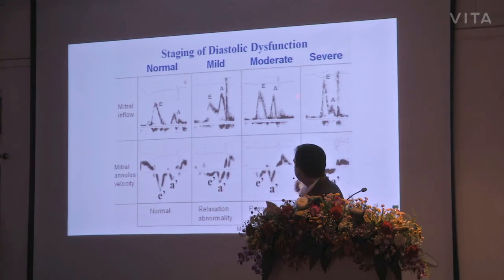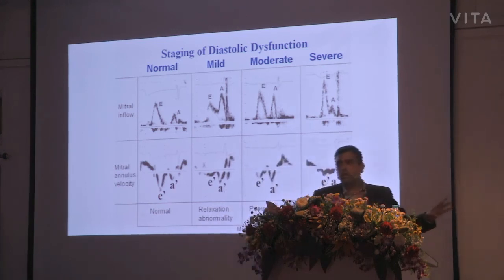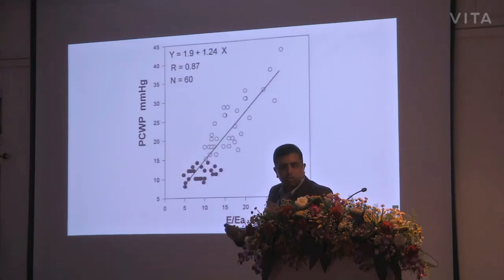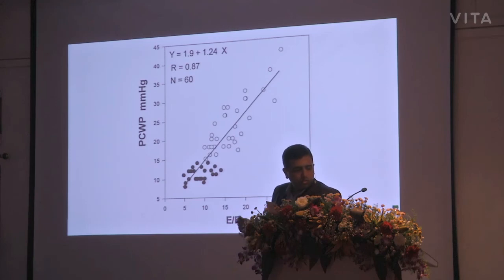Please note the only point I would like to tell you is that with pseudonormalization and restrictive physiology, you will always find an abnormal mitral annular Doppler. Always. So except the normal one where E is bigger than A, in every other physiology, your tissue Doppler is always abnormal. So a combination of both will always give you the right answer. We also know that E by E dash more than 15 corresponds best with high LVEDP and wedge pressure, by wonderful studies that were done.